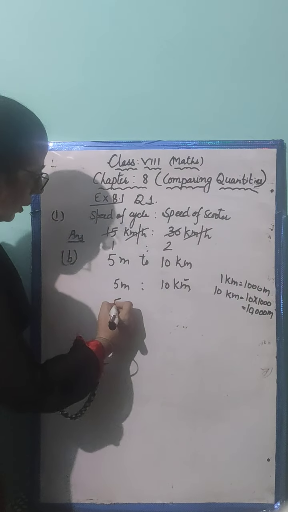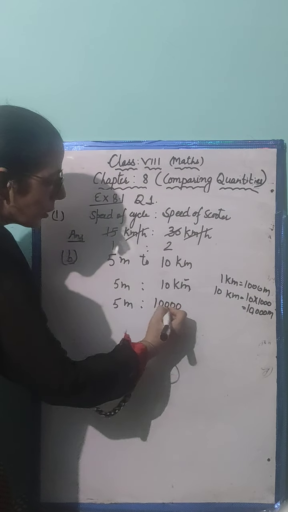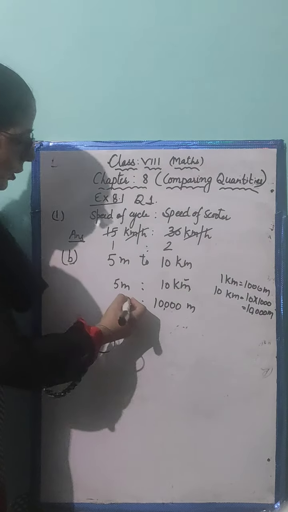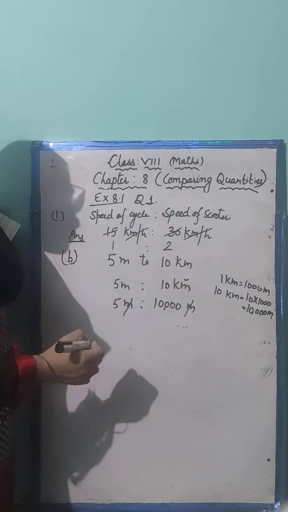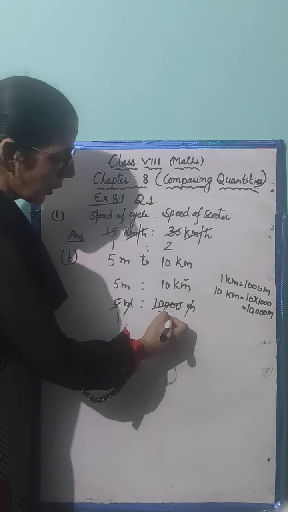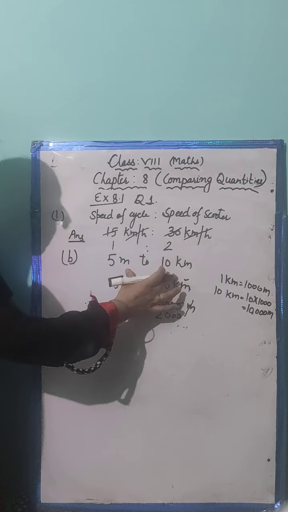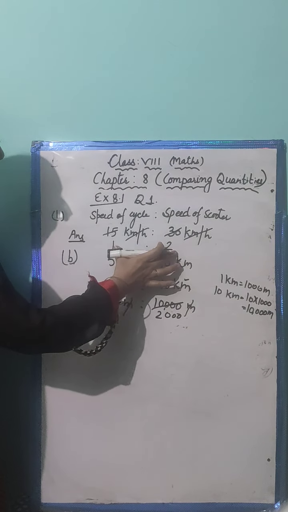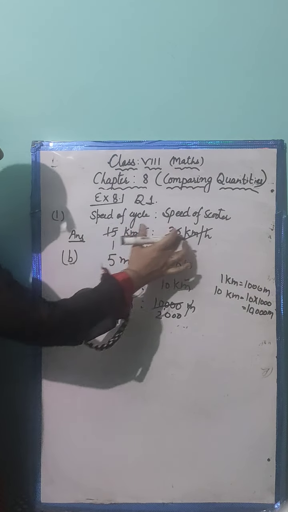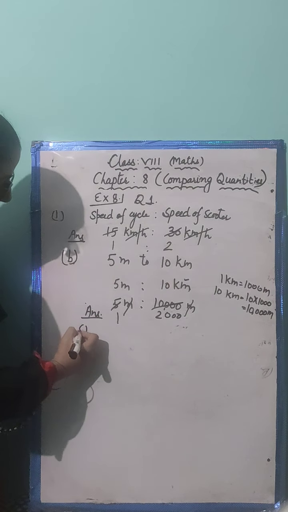So put the value, 5 meter ratio 10,000 meter. Take care for zeros, they are not less important. Sometimes by the zero we change the question's answer. So take care. 5 2s are 10. Answer will be 1:2000. Are you watching? That ratio does not bear any unit because there are same units on both sides. They are cancelling. So in the ratio there are generally no units.